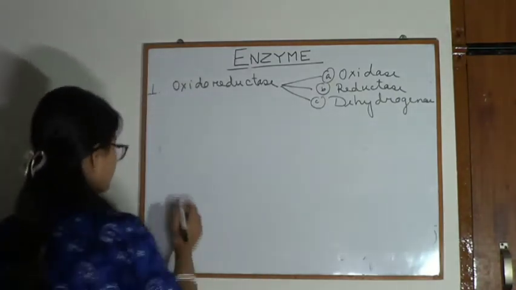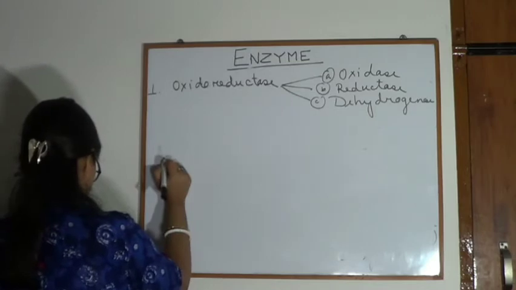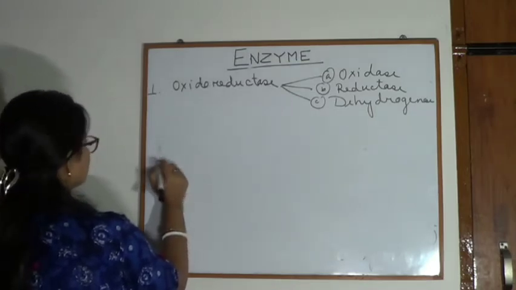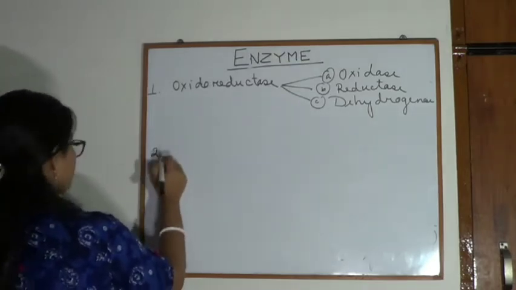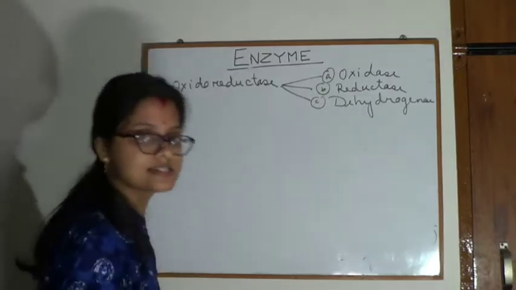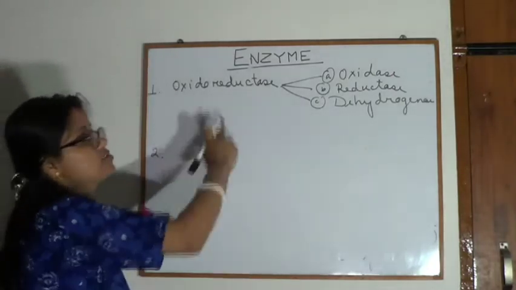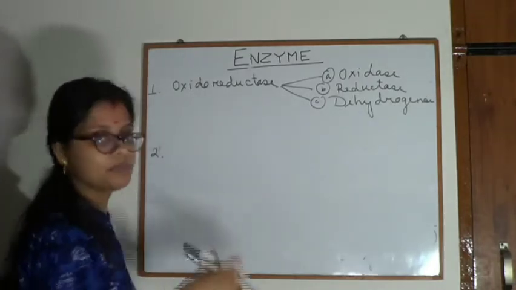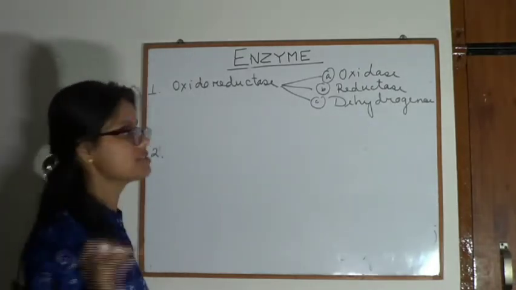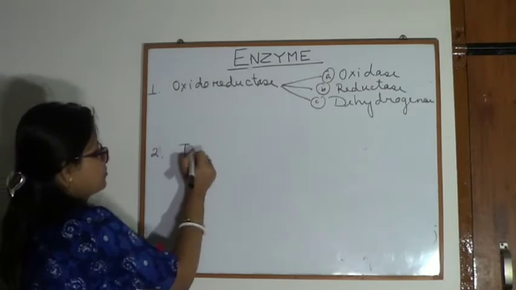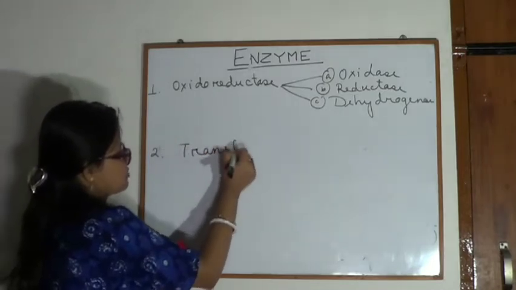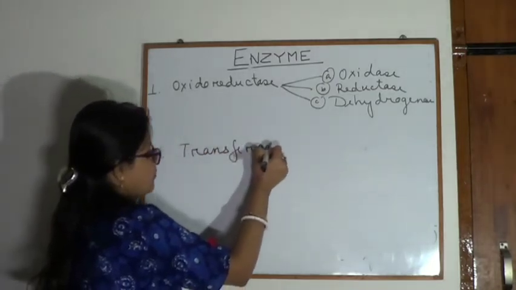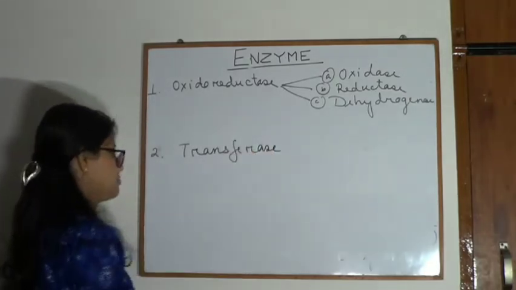Dehydrogenase. The second one is transferase. The first one is Oxido Reductase: oxidase, reductase, and dehydrogenase, 3 parts are there. Then after that, transferase.